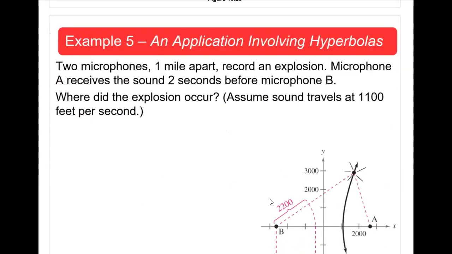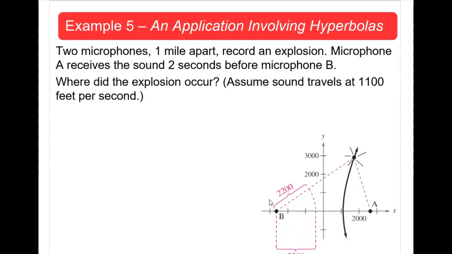And so for our last problem, we have this example 5, and it says two microphones are 1 mile apart. They record an explosion. Microphone A receives the sound 2 seconds before microphone B. Where did the explosion occur? Assume that sound travels at 1100 feet per second.